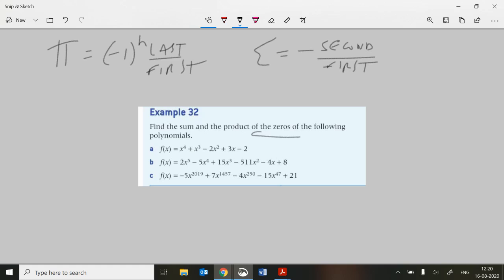Now they're calling them the zeros here, but they're also the roots, of course. So for the sum, first one's super simple. We're going to do the second one over the first one with a minus in front, which is going to give us minus 1. And the product for that one is going to give us, well, minus 1 to the power of 4 is just plus 1. And the last divided by the first is just going to give us minus 2. Super simple.